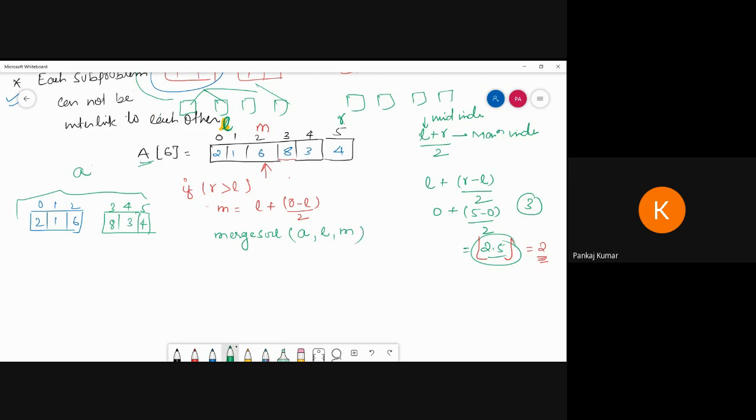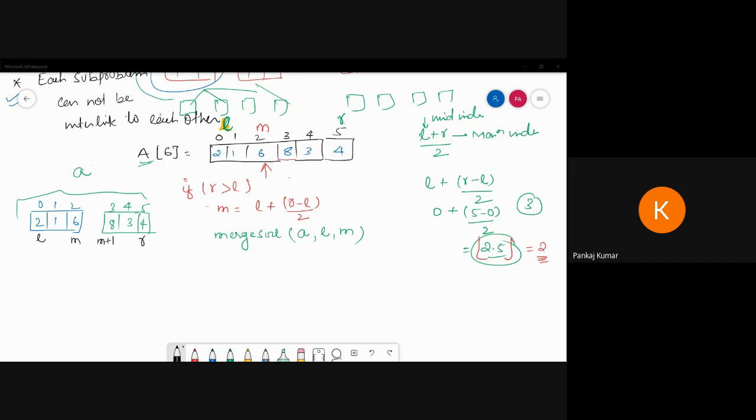Now see, understand. This is L. This is M. This is M plus 1, and this is R. Is it clear? Any doubt?